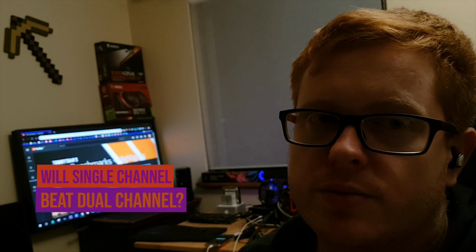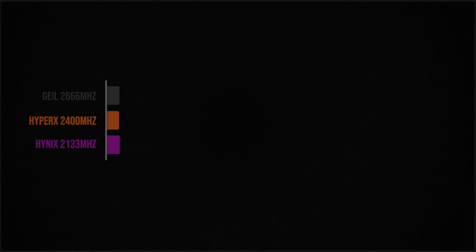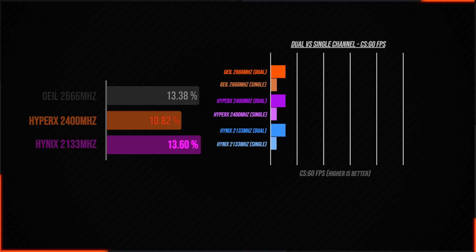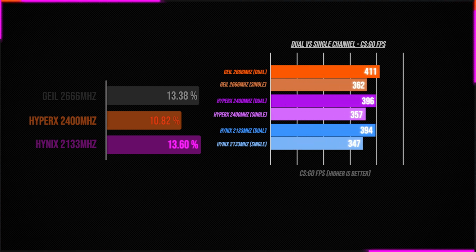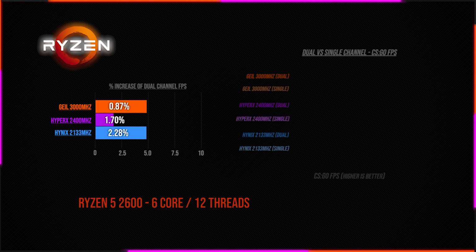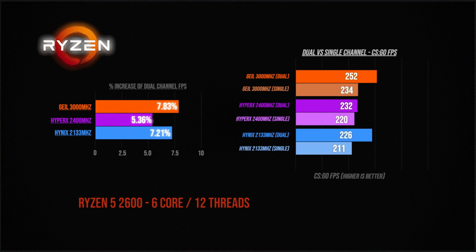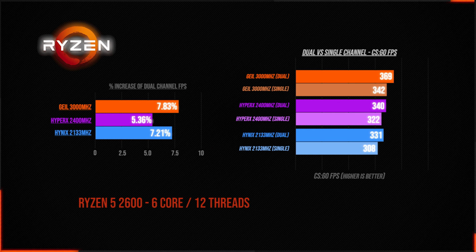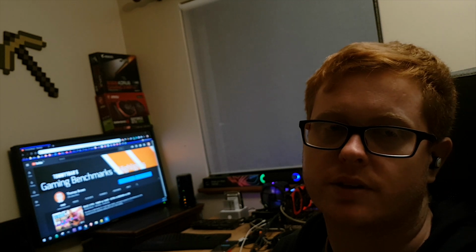For CSGO, will dual channel beat single channel? Yes, it does. From my testing, I've noticed around 10% to 30% improvement with dual channel on Intel's i5-8500. I tested across 3 different dual channel kits of varying speeds, XMP profile enabled where possible. So moving on to the Ryzen 2600, Intel's 6-core competitor. Dual channel gets around 5% to 10% more FPS with Process Lasso running, which I'll get onto in a second.